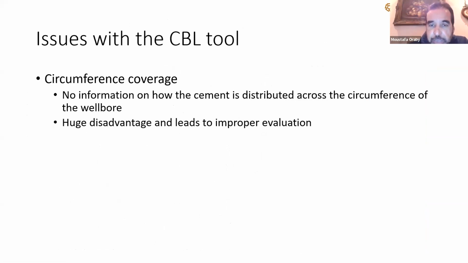Huge disadvantage and leads to improper evaluation. So what is the solution? Well, the solution is to design another tool that can actually look at the 360 degrees. So we have to have a 360 degrees tool. CBL is not going to give you this. We need another tool that can look at 360 degrees.